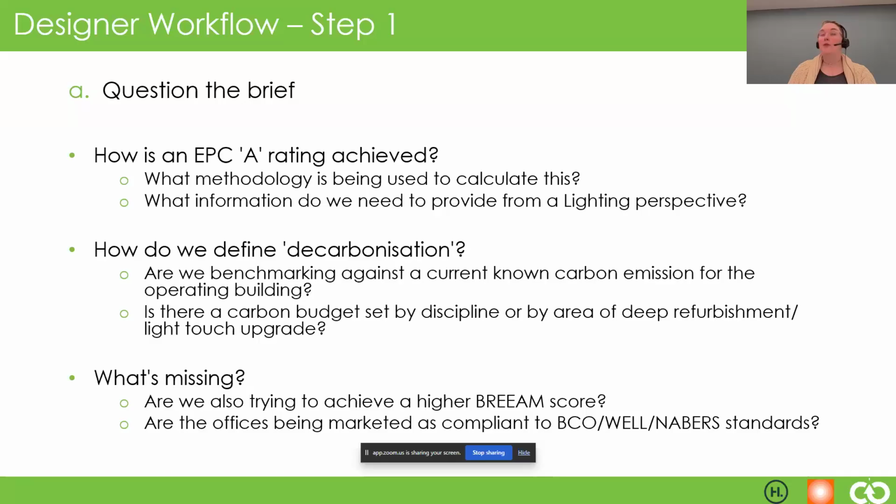And really what this ended up being for lighting is that we ended up getting carbon assumptions for what the existing luminaires were, versus what they would be when they're remanufactured. I'll come on to that in a second.